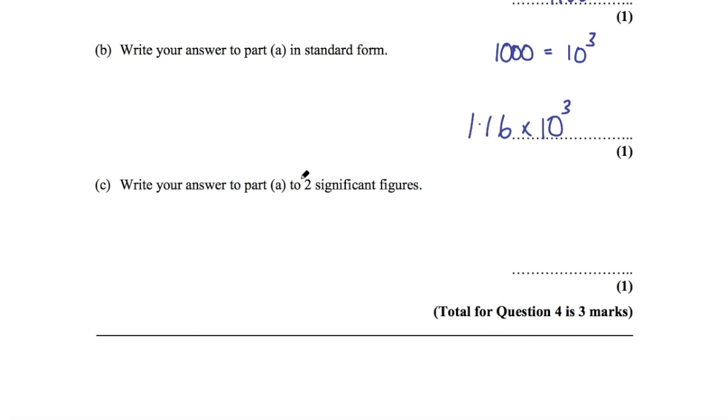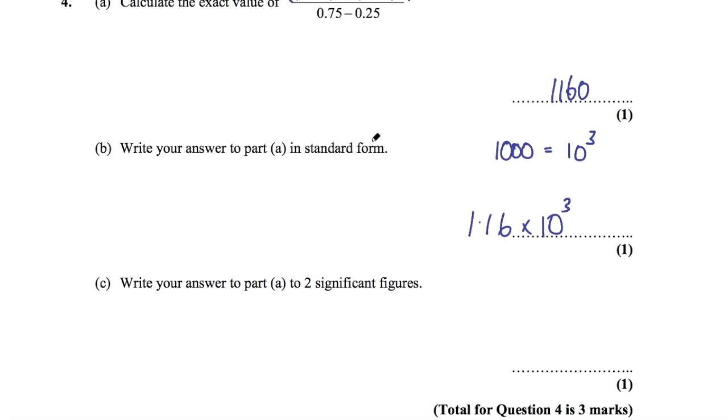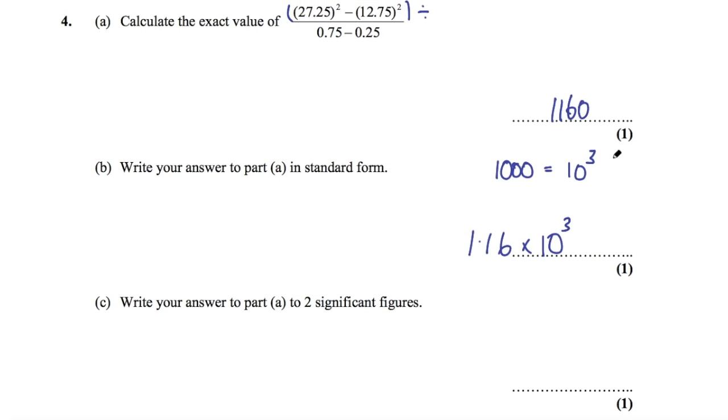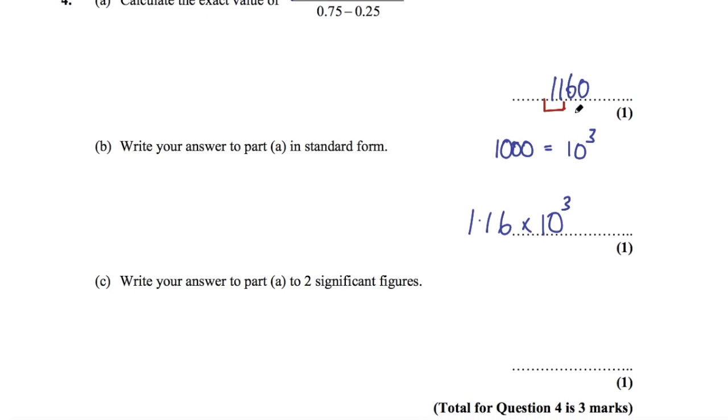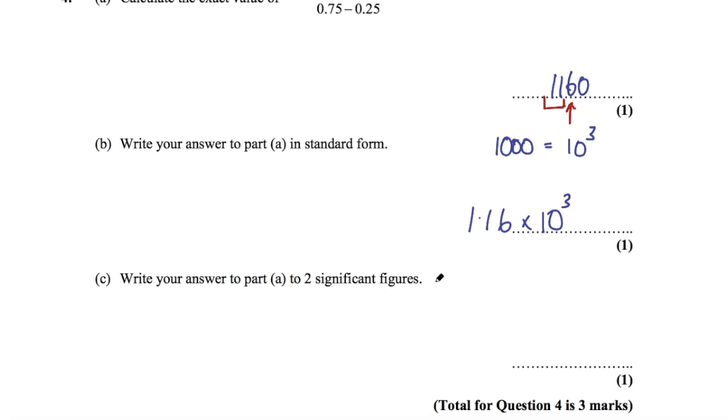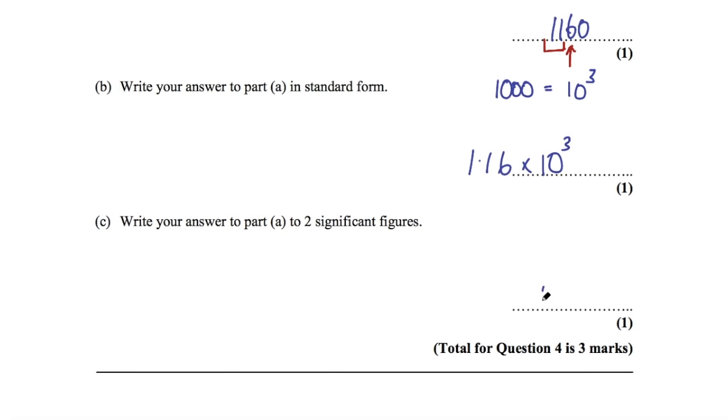Part C says write your answer to part A to two significant figures. Okay, so these are the first two significant figures here. And we want to look at the next number after the first two significant figures, the 6. Is it 5 or more? Yes, it is. So I need to round up that second significant figure by 1. So I'm going to get 1200, and the rest of the numbers become 0.